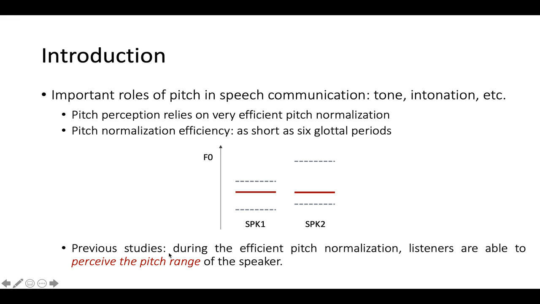Previous studies indicated that during this efficient pitch normalization process, listeners are able to perceive the pitch range of the speaker. In other words, to precisely decode whether the speaker is producing a high or mid or low pitch, listeners have to know where the upper and lower limits of the speaker's production are, namely the pitch range.